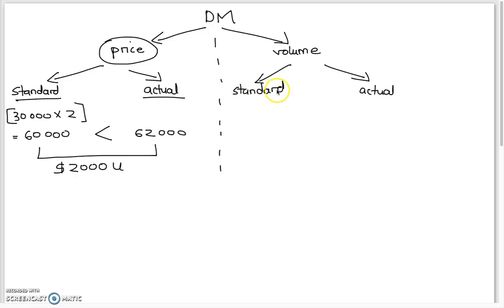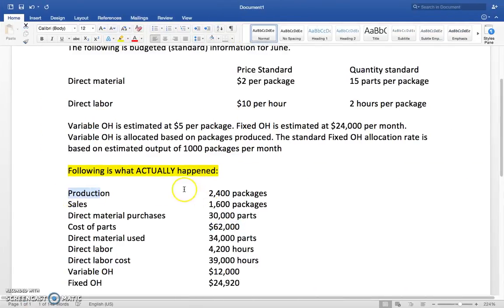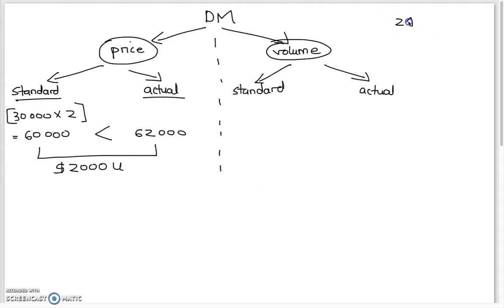Moving on to volume. It follows almost the same procedure, but I'll show you why it's a bit different. So again, as we were doing price, price is the variable that changed between standard and actual. Over here, volume is going to be the variable that changes between standard and actual. So in order for me to find my volume, what I do is this. I see what my actual production is. In this case, my actual production is 2,400 packages. So let me just copy that here, 2,400 packages.